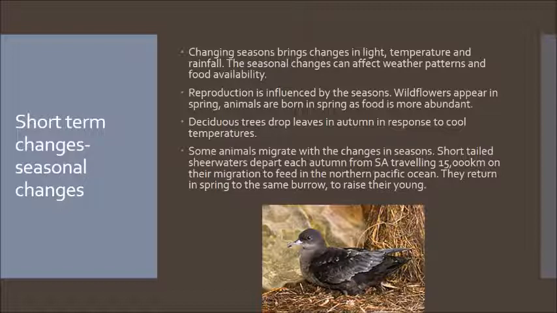And migration occurs with the seasons. One example of migration is the short-tailed shearwaters. Each autumn, from southern Australia, they travel up to 15,000 k's. They head right up into the northern Pacific Ocean and return in the spring to the same burrow to raise their young. So an awesome migration. And Victoria actually hosts an amazing number of migratory bird species who migrate right up to Alaska. There's some who cross the Himalayas, and there are some amazing migratory birds that go on amazing journeys.